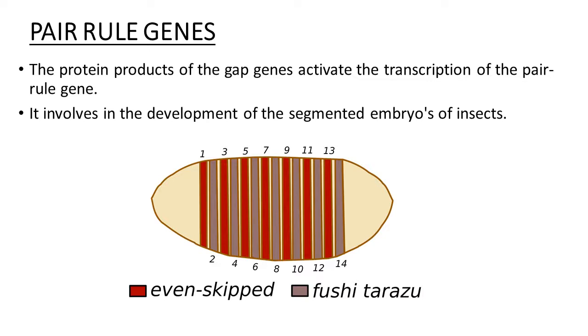Right, and what's the main function of pair rule genes? It is involved in the development of the segmented embryo of the insect. Right, here you can see the two examples that are very common for pair rule genes. First one is even skipped and the second one is what? Fushi tarazu. Right, you can see the color pattern. Even skipped is shown somewhat in red color and the second one is somewhat in gray color.